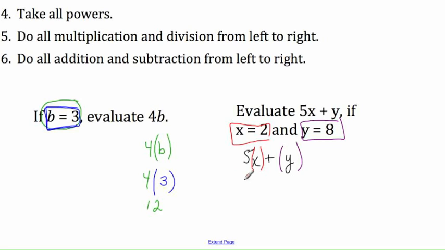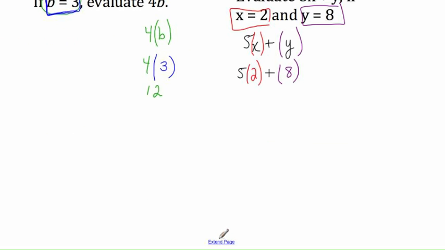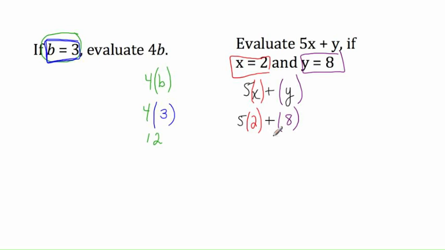So in the first step, when I substitute, I'll have 5 times. I'm substituting in for x, and I know that x equals 2. So instead of writing an x here, I'm going to write a 2. Plus, and now I substitute in for y, and y equals 8. So I've substituted the given values in for the variables. Now I can continue on.